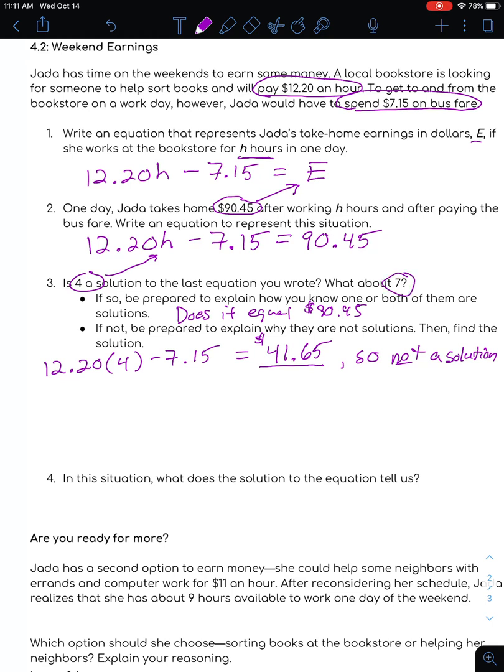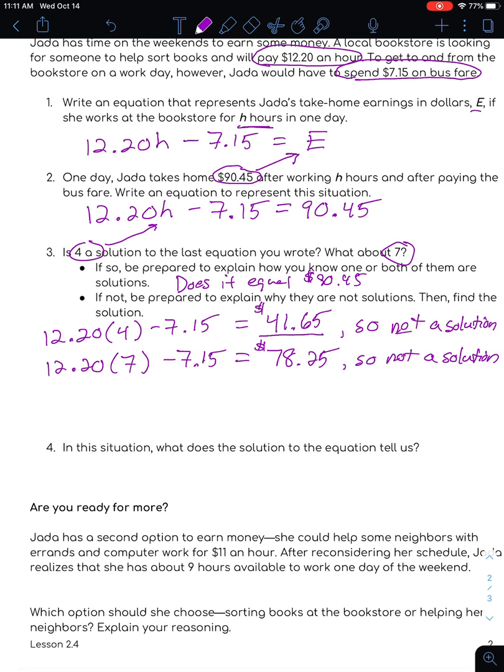Let's see if 7 is a solution. So now we'll put that into the equation. Run our calculations. 12.20 times 7 minus $7.15. That comes out to $78.25. So also not a solution, because it didn't equal the $90.45 that we wanted.